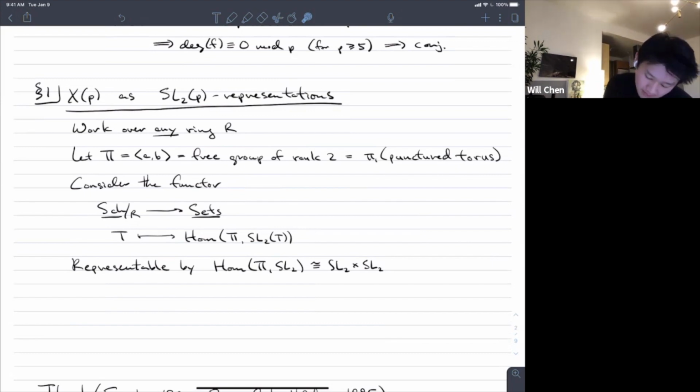Okay, so let pi be the free group of rank 2, generated by A and B.